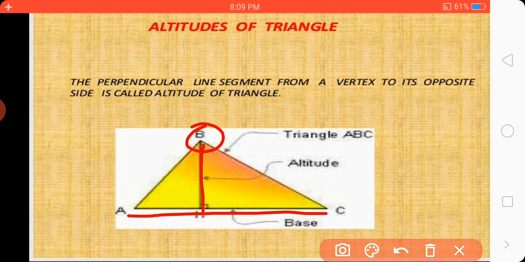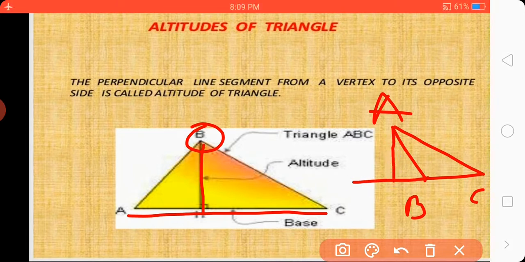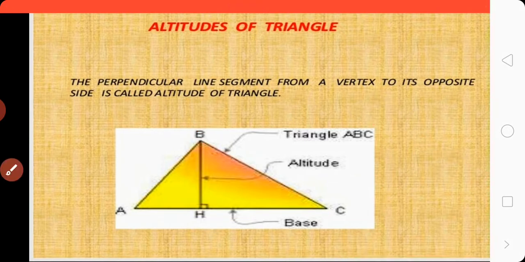If we take this type of triangle with vertices A, B and C, then if you draw AH, see, this altitude is outside the triangle. Okay, remember it.